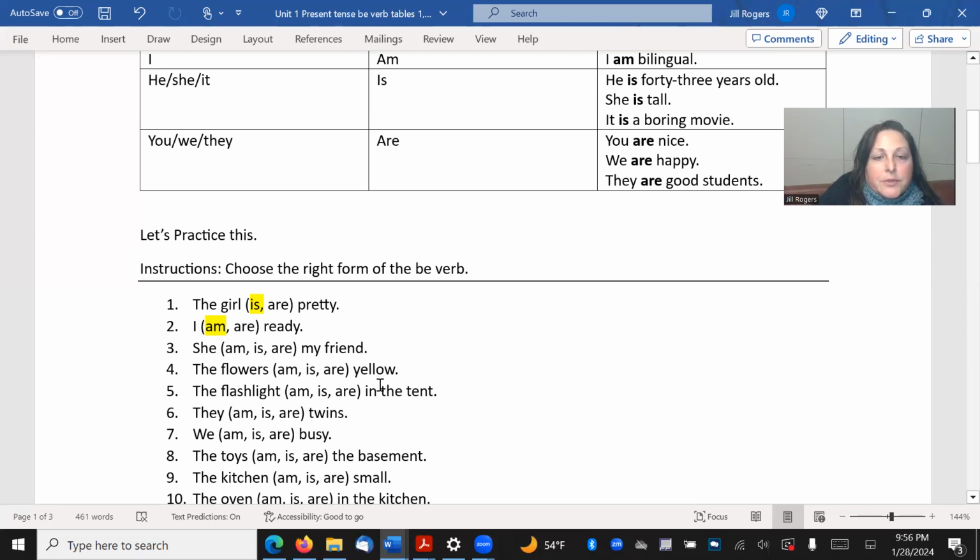Okay, so you can pause it and choose which one is correct. Is it am, is, or are? Okay. If you're ready, you can go on.